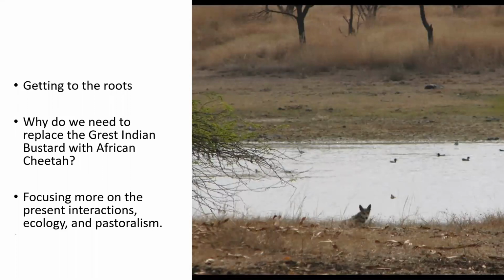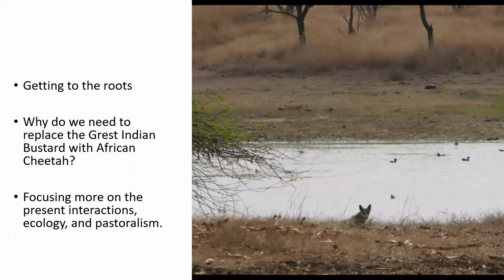You might have also heard recently there was a plan to introduce African cheetahs into grasslands, and one of the main reasons given for that was that it might encourage grassland conservation. But I want to ask, why do we really need to replace bustard with cheetah, or do we really need a mascot? Do we really need a majestic creature to conserve a grassland? And does that actually translate to conservation on ground? And then the conservation is for what, for whom? There are these questions that we need to answer.